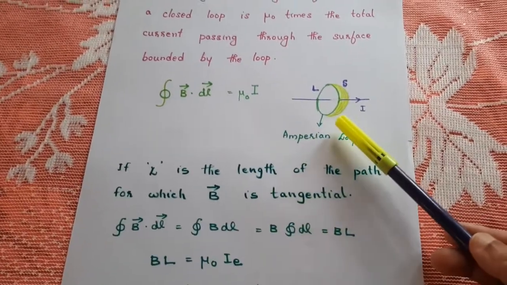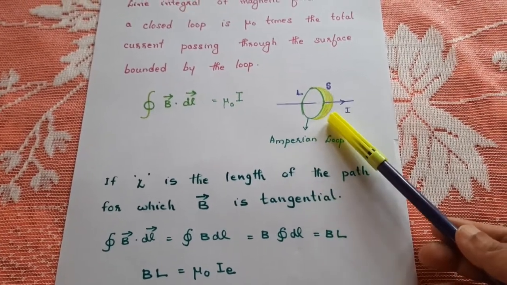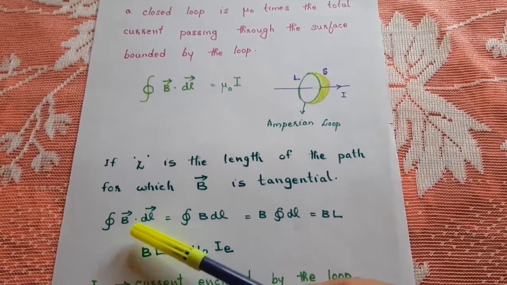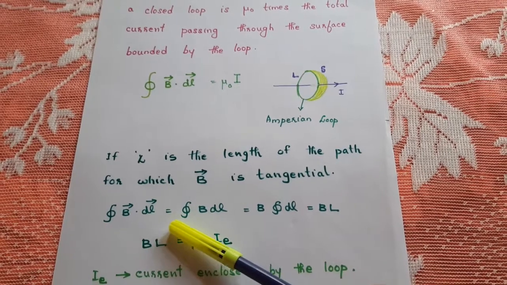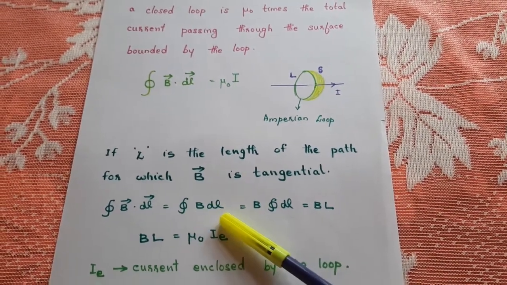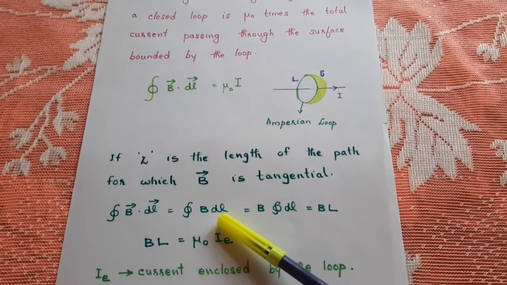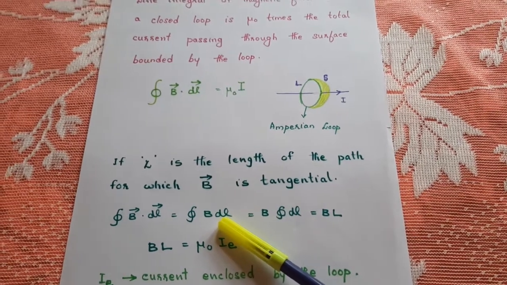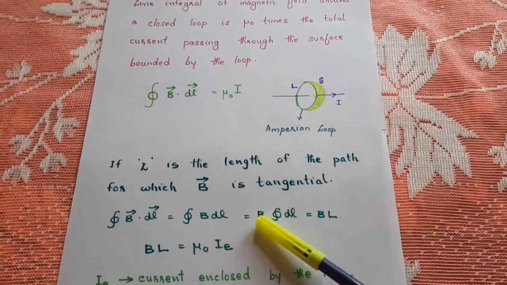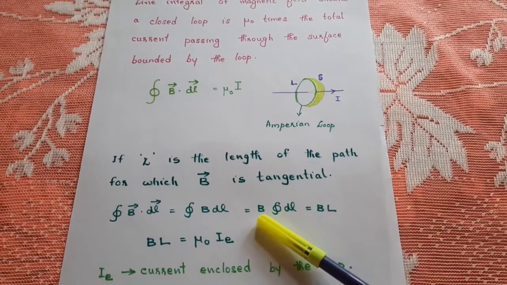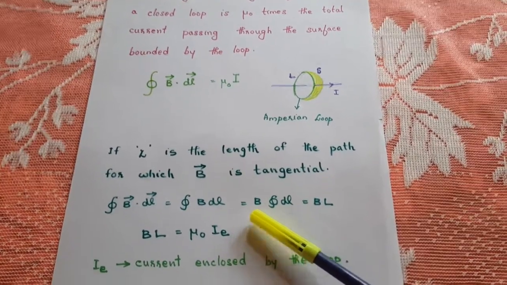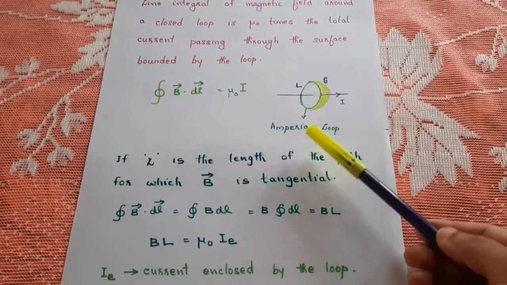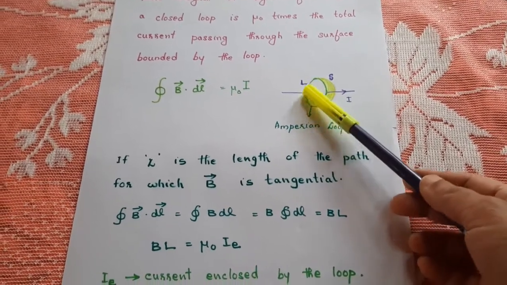If you are considering the loop for which the magnetic field is tangential at all points, then we can write closed integral B dot dl is equal to closed integral B dl. Magnetic field is parallel to the length, so the angle is 0, so cos 0 is 1. And if magnetic field is uniform, same at all points on the loop, this is equal to B into closed integral dl, where closed integral dl is the total length of the loop.